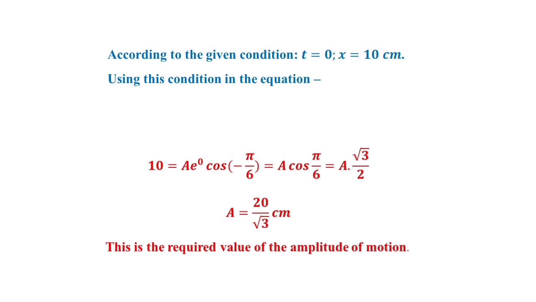Now using this boundary condition in the given equation, if I put back t equal to 0 and x as 10 centimeter, we get 10 on the left hand side is equal to A e to the power 0 cos of minus pi by 6. As we know, cos of minus theta is cos theta. So on the right hand side we have A cos pi by 6, that is A into root 3 by 2. So just changing the side, we get A equal to 20 by root 3 centimeter. So by using the values, we have directly calculated the value of the amplitude of motion, which is 20 by root 3 centimeter.